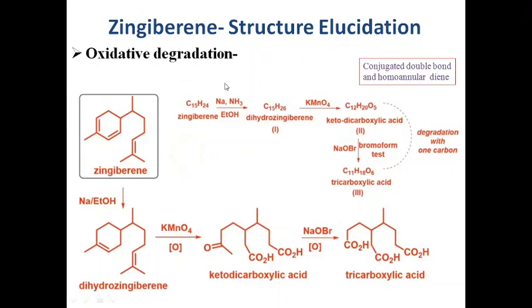Further evidence for the structure elucidation is given by oxidative degradation, which gives useful information about the position of the conjugated double bonds. Zingiberine, when subjected to metal dissolving reactions like sodium and ethanol, which is the characteristic feature of conjugated double bonds, gives dihydrozingiberine. This is structure first, and on oxidation with KMnO4 it converts into C12H20O5, which is a keto dicarboxylic acid obtained from dihydrozingiberine.